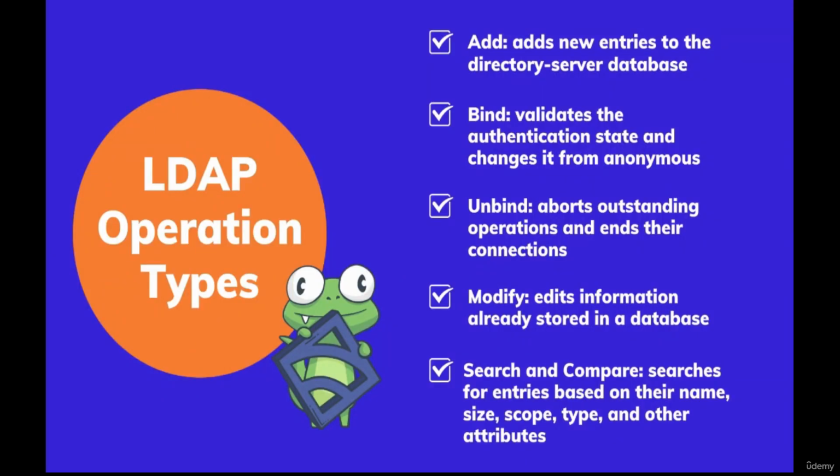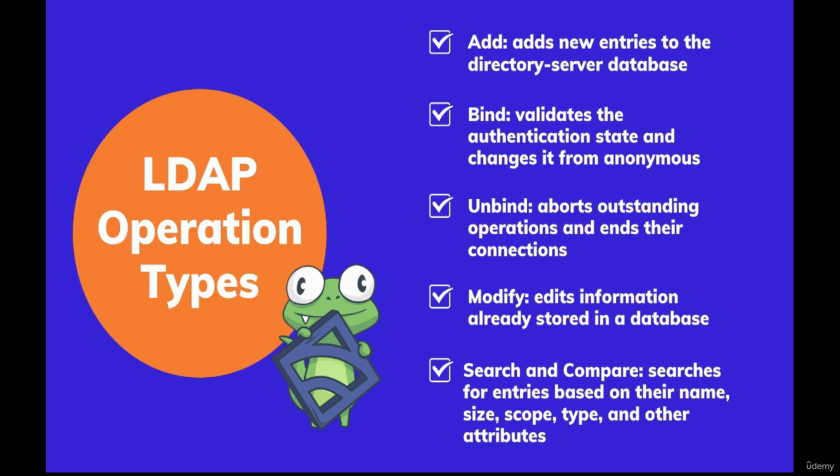Now come LDAP operation types. So, what is LDAP? Lightweight Directory Access Protocol. The Lightweight Directory Access Protocol is an open, vendor-neutral, industry standard application protocol for accessing and maintaining distributed directory information services over an internet protocol network.